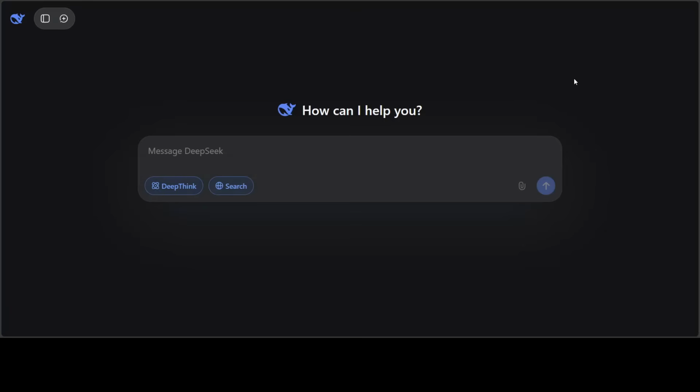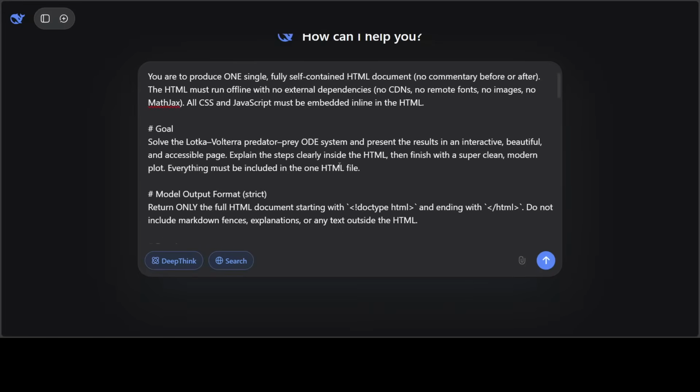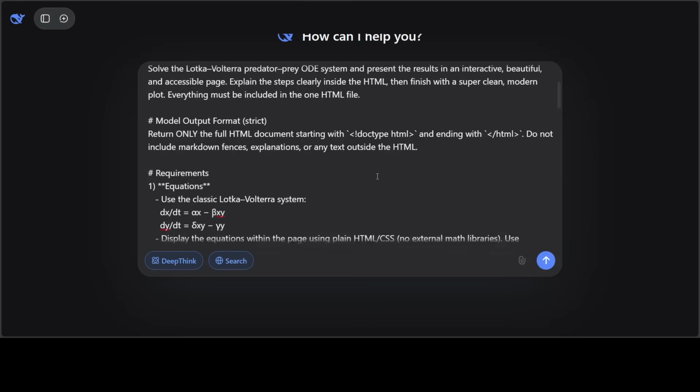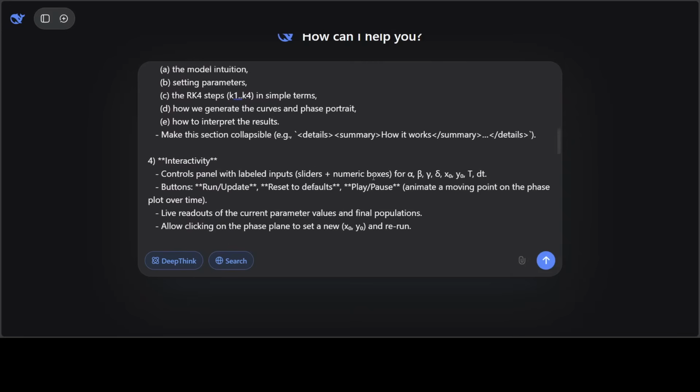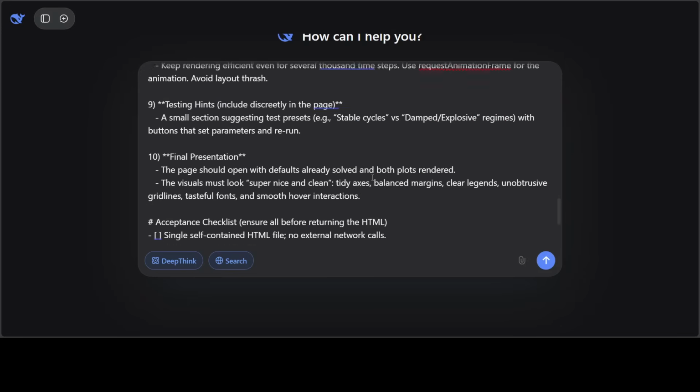First up, let me go to their hosted version, and I am going to test it out with a prompt which is going to stretch it to the limits. I am going to ask this new model to produce one single fully self-contained HTML document that should be solving the Lotka-Volterra equation and should also render in HTML. And then there are a lot of constraints, a lot of requirements, and also a lot of reasoning which is happening behind the scene, with a lot of extras.